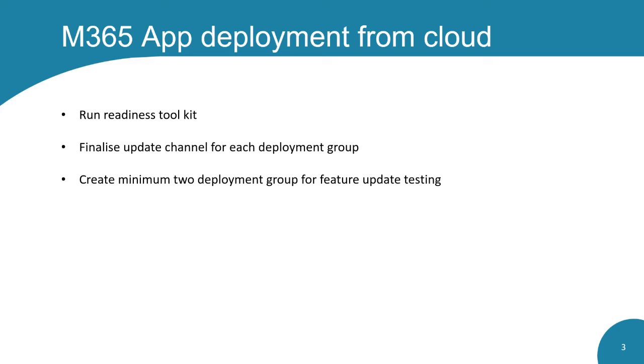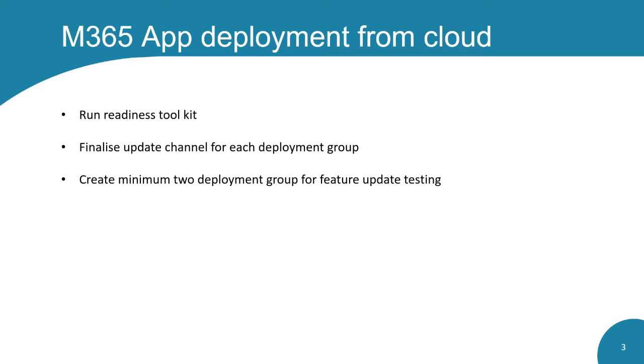Before you deploy M365 application, it is good to run the readiness toolkit that I showed you in the previous video. Then once you're done with the readiness tool and you assess your environment, before you deploy, you need to decide the update channel. In the first video, we saw there are three different channels available: current, monthly, and semi-annual update channel.